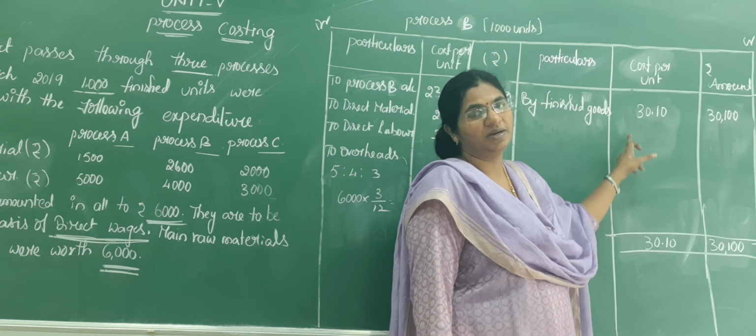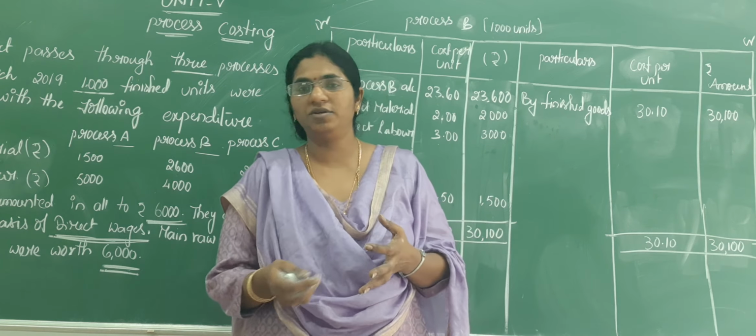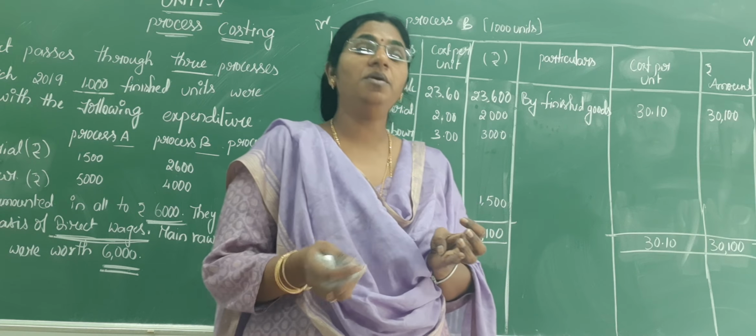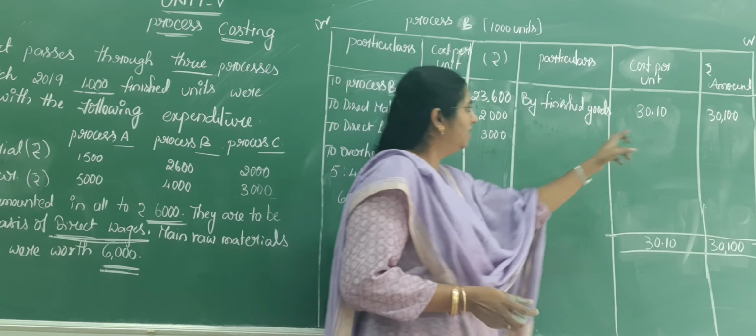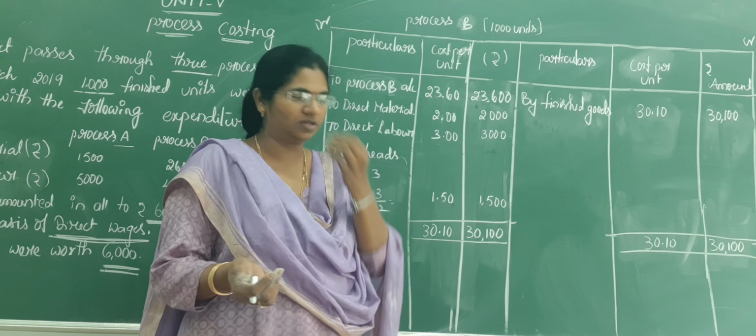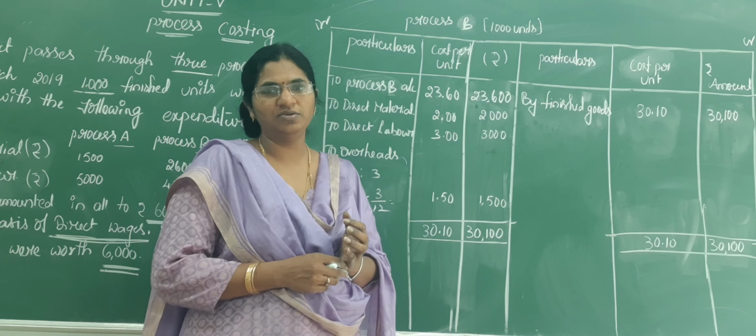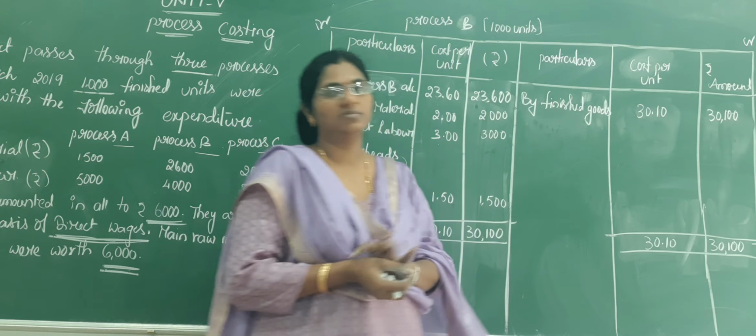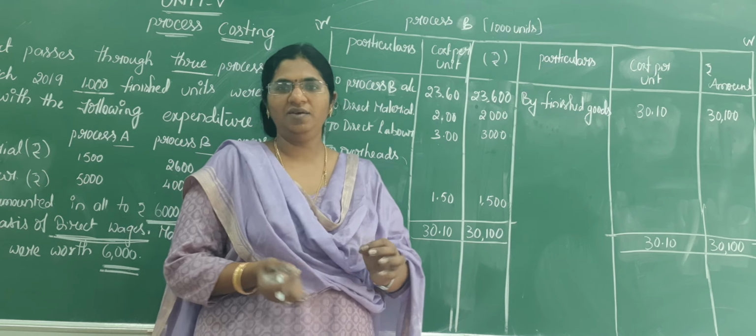30 rupees 10 paisa. If you have any doubt in the examination whether your answer is right or wrong, it's very easy. Divide this 30,100 by 30 rupees 10 paisa, you get 1000 units. If that logic is not acceptable to you, then do one thing: 30,100 divided by 1000 gives 30 rupees 10 paisa. Anyway, you can find out your answer very easily.